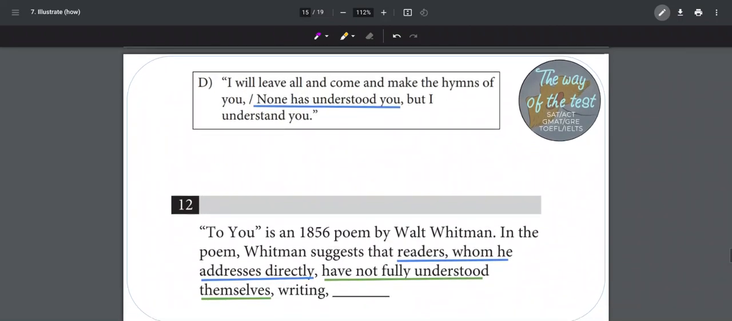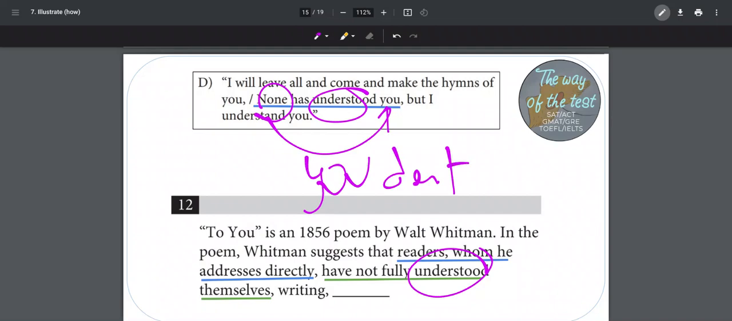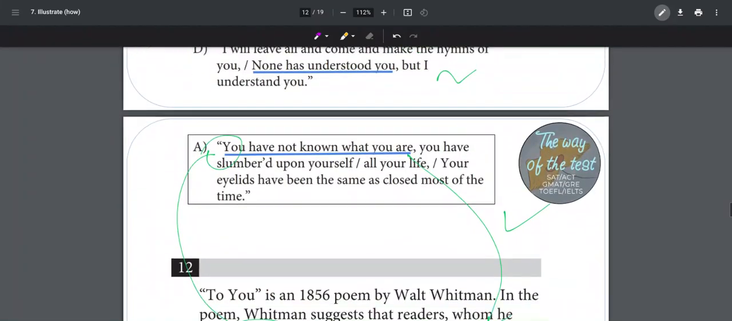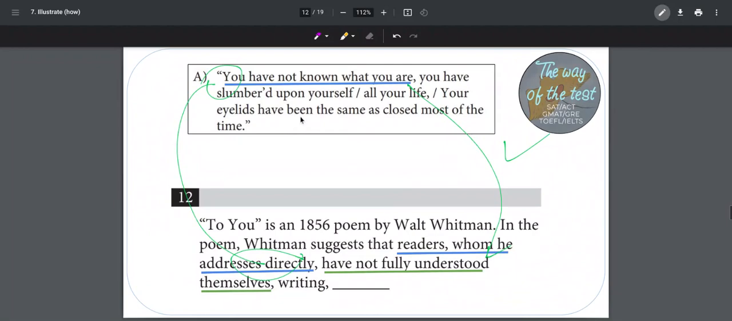"None has understood you." Okay, very close because there's something about understanding, but this is saying that nobody understands you. But what we want is you don't understand yourself, right? This is what we want. So we're going to eliminate letter D. Therefore, the answer is going to be letter A. So "you have not known what you are" means you have not fully understood yourself.